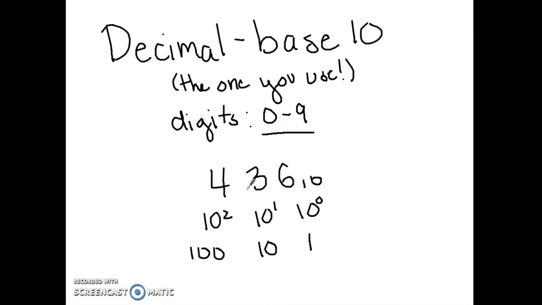So with this we have 436, which broken down means 4 times 10 to the 2, which is 4 hundreds. Then we have 3 times 10 to the 1, which is 3 tens, and then 6 times 10 to the zero, which is 6 ones. And combined we make 436, a nice decimal number.